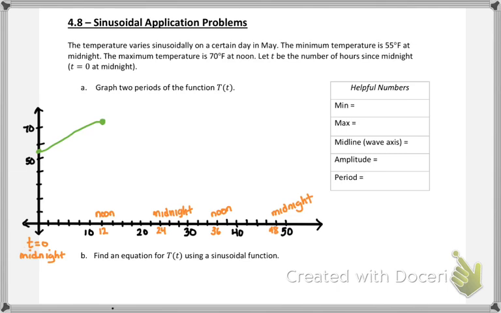So we know that at noon, it goes to 70, and then temperature is going to decrease. At midnight the next day, it's going to be back down to 55. And then noon that following day, it's going to go back up to 70. And then finally, midnight that following day, it's going to come back down to 55. And so it just repeats. We really just need 2 points, and then we can draw our sinusoidal function.